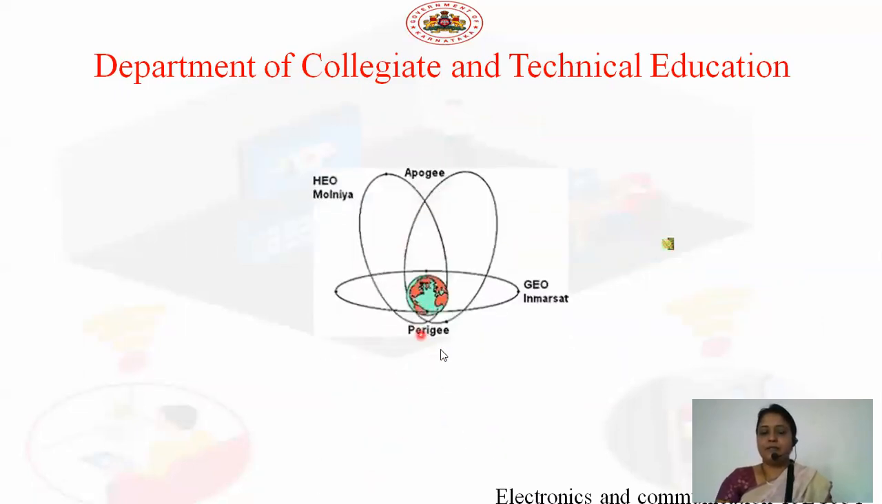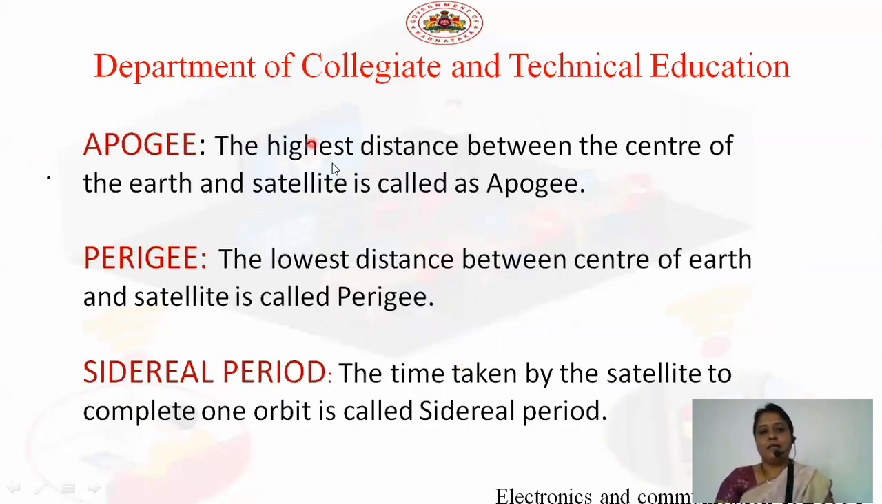Now again, these are apogee and perigee. Apogee is the highest distance between the center of the Earth and the satellite, and the perigee is the lowest distance between the Earth and the particular satellite. For example, if you consider this is the Earth, and the satellite is rotating in an elliptical fashion like this.